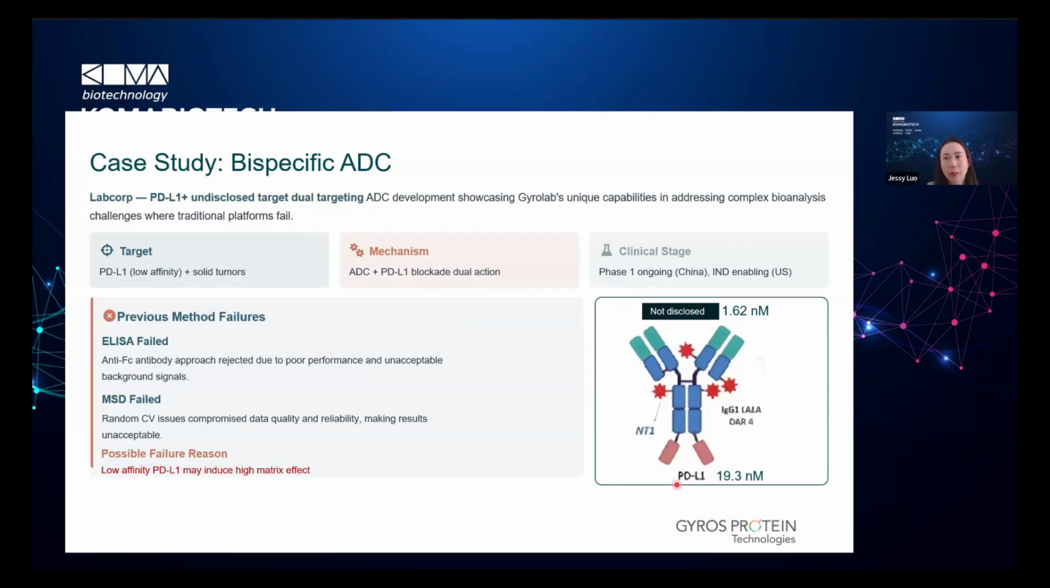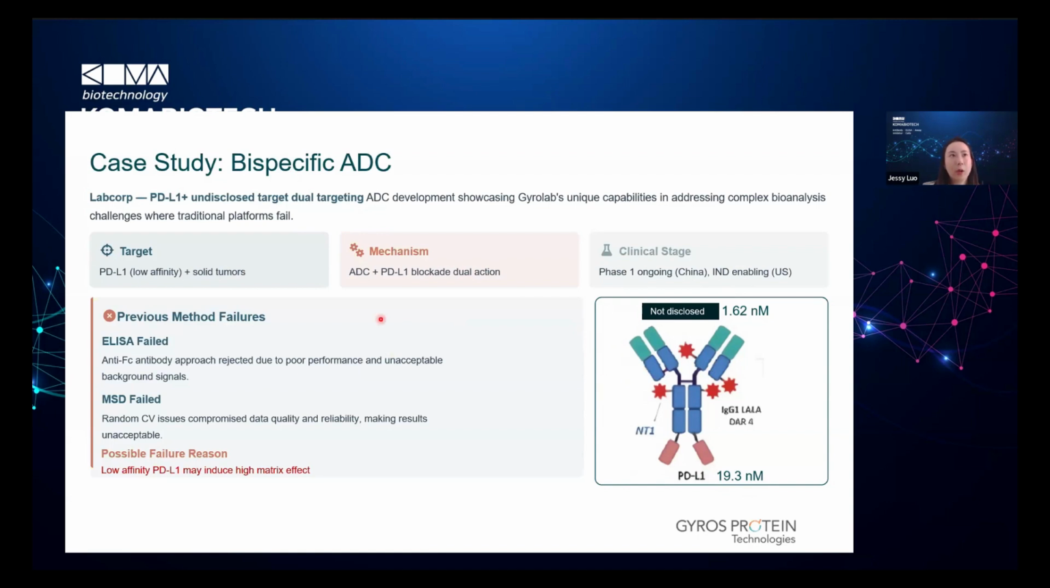One target is PD-L1, with an affinity of only 19.3 nanomolar. The other one we haven't disclosed here, but the affinity is not so bad, it's in a good range. But the PD-L1 part has very low affinity here.